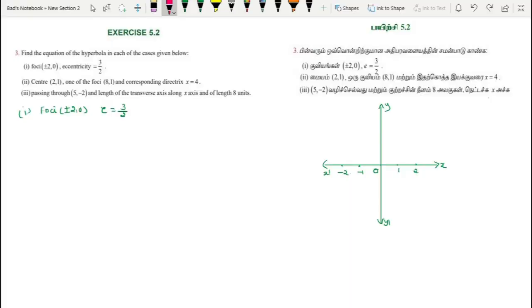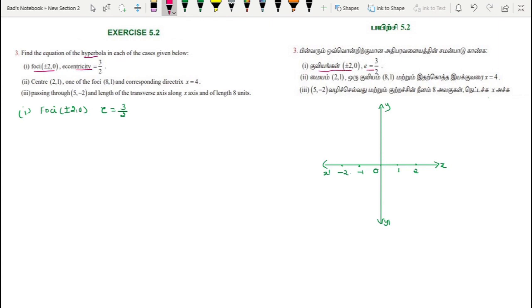Exercise 5.2, question number 3. Find the equation of the hyperbola in each of the cases given below. Question number 1: foci plus or minus 2,0 and eccentricity 3/2. பின்வரும் ஒவ்வொன்றிற்குமான அதிபரவளையத்தின் சமன்பாட்டை காண்க. குவியங்கள் plus or minus 2,0 and e equal to 3/2.